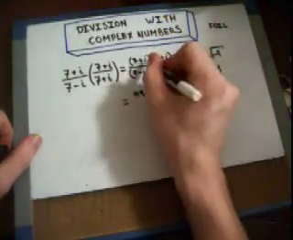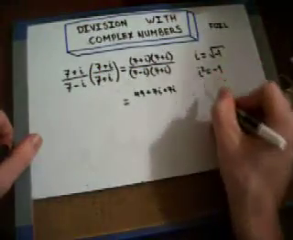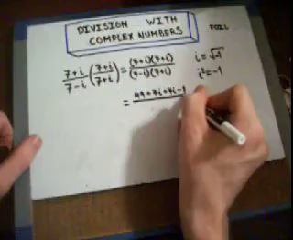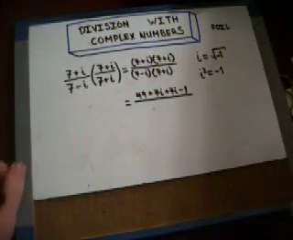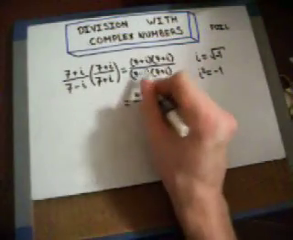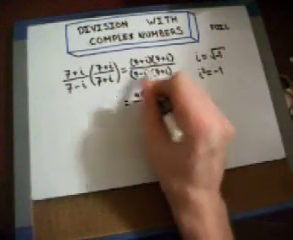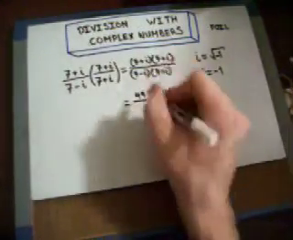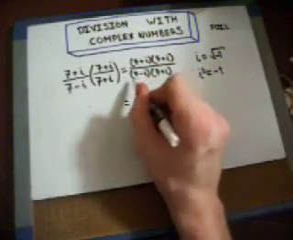And then I times I, well that's I squared, and that's just going to be negative 1. Alright, so let's do the denominator, the bottom. Denominator is a fancy word for the bottom, or the technical word. So let's go ahead and do the FOIL again.